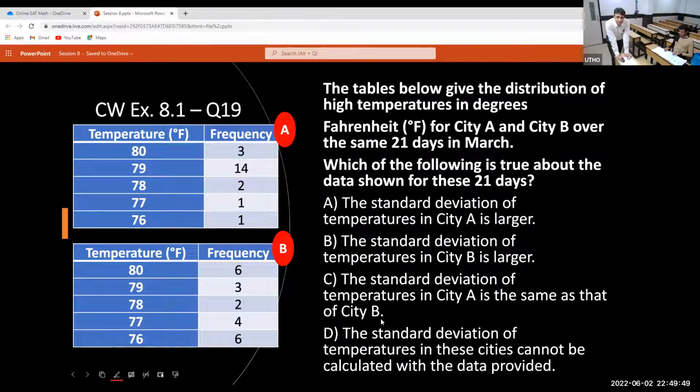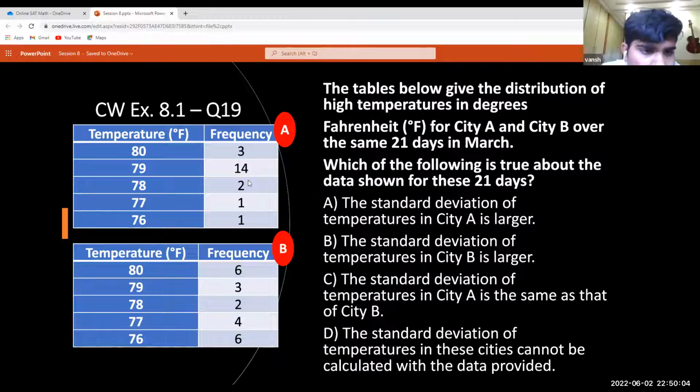B. Standard deviation of temperature in city B is larger. Yes, because if you look at this, possibly average or mean will be around 78, and there is equal amount of data across 78. जबकि city A को अगर देखोगे, average would be around 78, 79, क्योंकि वहाँ पे 14 days हैं when you reported that temperature, and more data is around 79. Then around 76 or 80. So standard deviation of B will be larger than A, right?